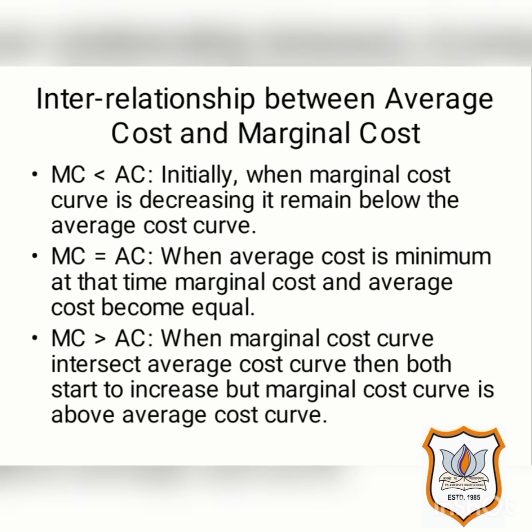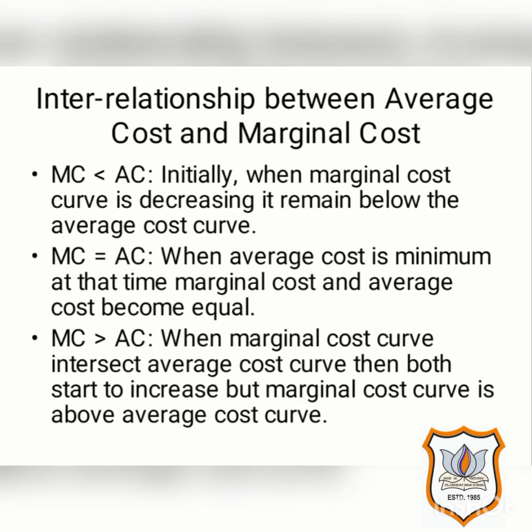So here also, initially both were decreasing, but after that, when average cost is at its minimum point, at that time itself marginal cost and average cost both become equal, and therefore at that time the marginal cost curve intersects the average cost curve from below. The last relation is MC is greater than AC, that means marginal cost is greater than average cost.